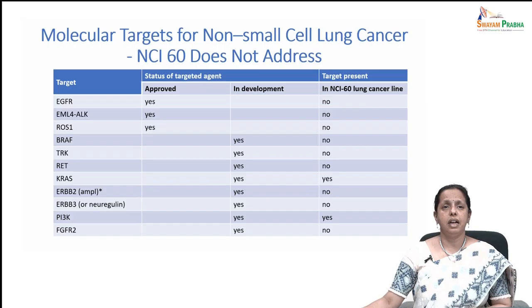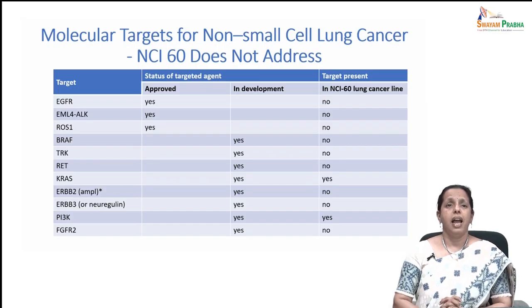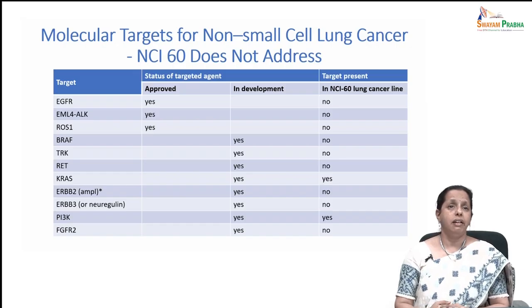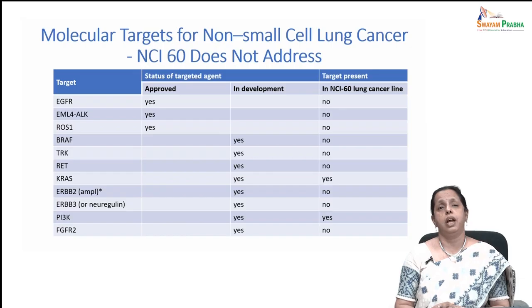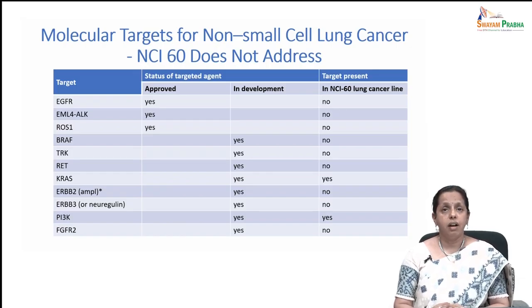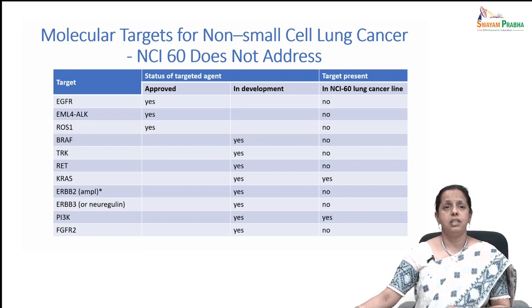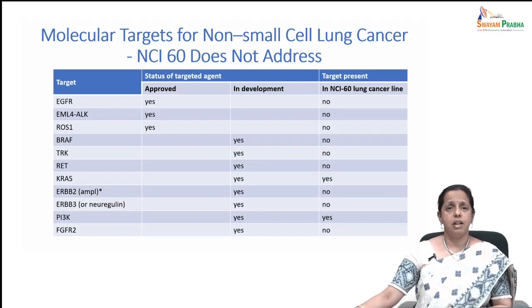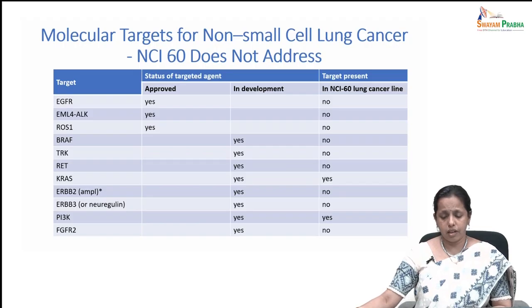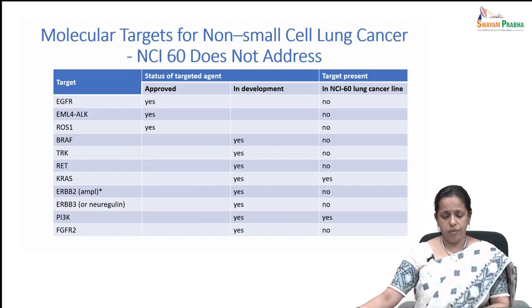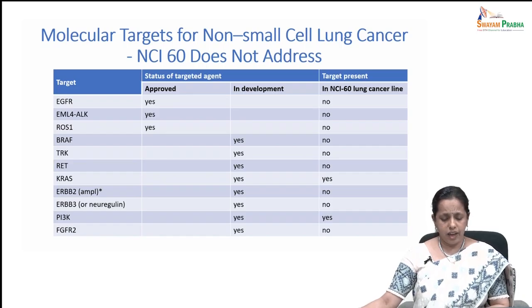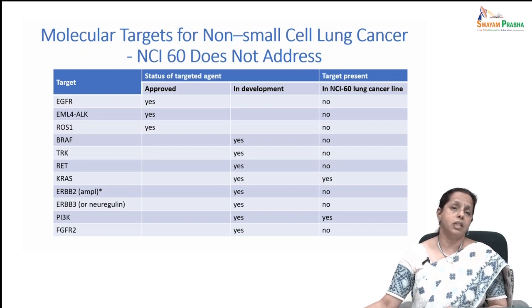Here we can clearly see that even though the NCI-60 has several cell lines, there are some molecular targets for specific tumor types which these cell lines do not address. The status of the target agents in these cell lines, the important mutations and proto-oncogenes, are still in development. Among the targets, only for KRAS and PI3K is the mutation status of the cell lines known. So the cell lines are not sufficient for a heterogeneous tumor such as lung cancer.